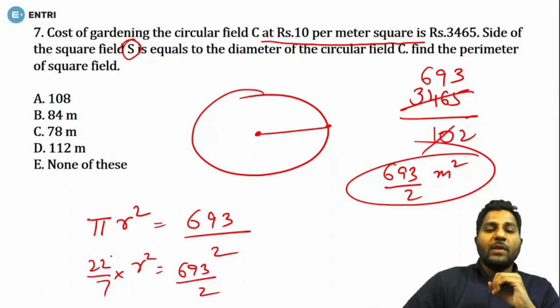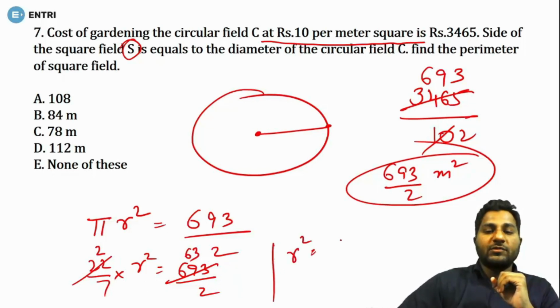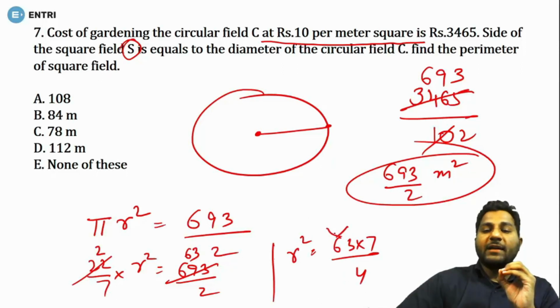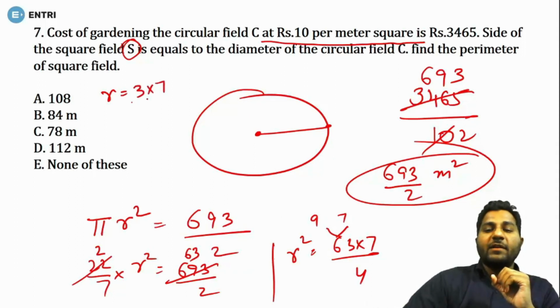Now we know that we can solve 11 2s are 22, 11 6s are 66, 11 3s are 33. Okay, and r square equals 63 into 7 divided by 4. Now we know that it will also divide in 9 and 7. So r equals 3 into 7 divided by 2. That means 21 by 2.